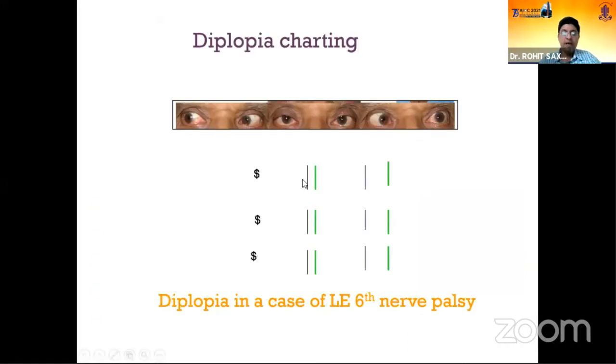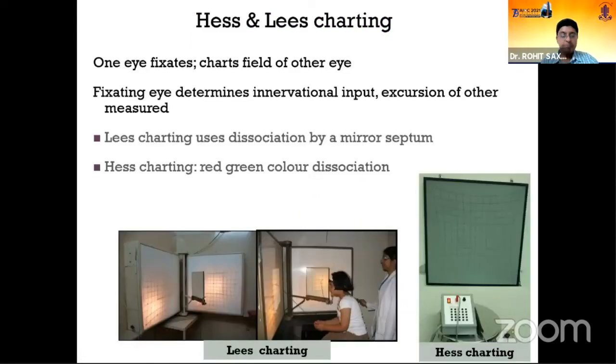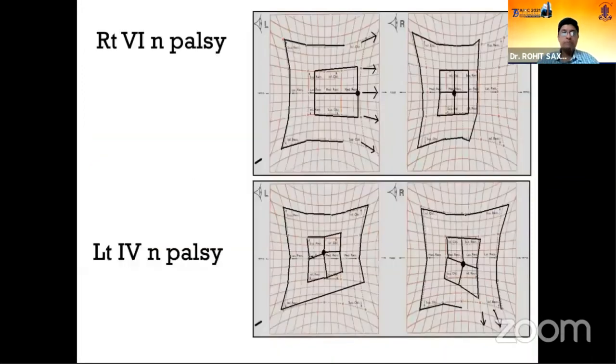So this is the way a patient of sixth nerve palsy will present with diplopia maximum in the direction where the muscle is underacting. Hess or Lees charts can be used to demonstrate the deviation. It helps in understanding paralytic strabismus, which is not easy to understand, and also in follow-up. So this is a right sixth nerve palsy. You can see the smaller squares is where the paresis is, and a corresponding overaction or secondary deviation that can be seen in the left eye.